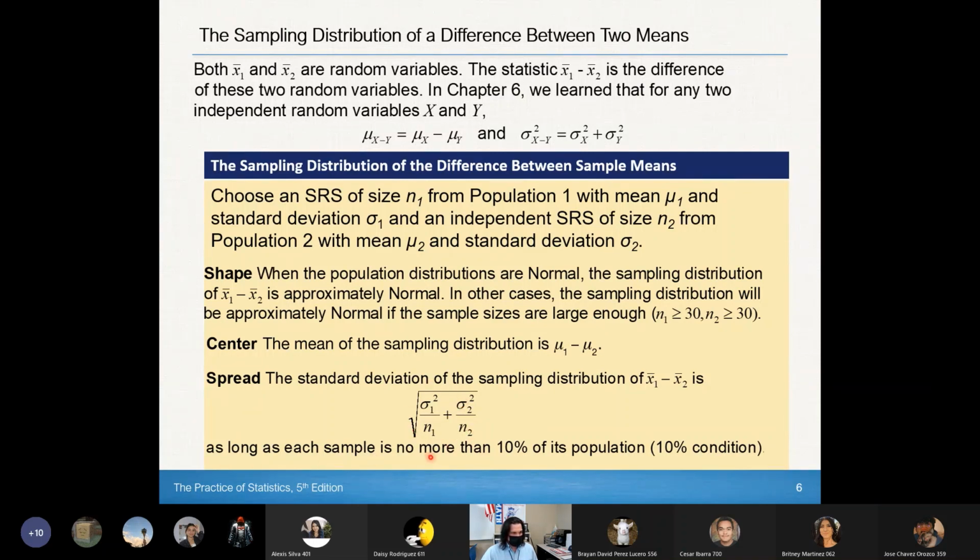This holds as long as each sample is no more than 10% of the population, the 10% condition. So we essentially have two conditions that we look for when doing a sampling distribution. We're looking for, is the sampling distribution approximately normal? Because if it is, then we can do things with normal distributions. And can we actually find a relatively accurate standard deviation? We can only do that if the 10% condition is met. Otherwise, things don't work properly.